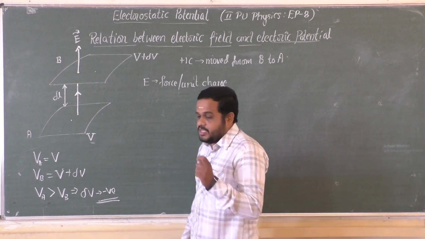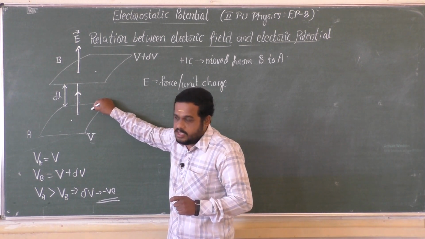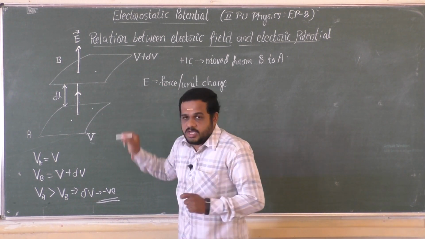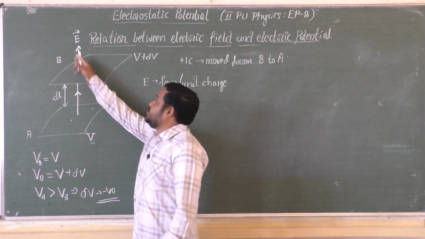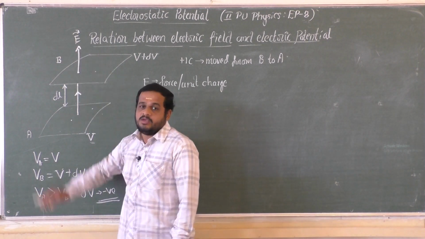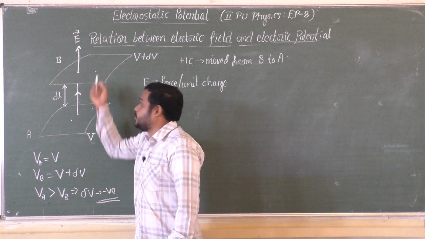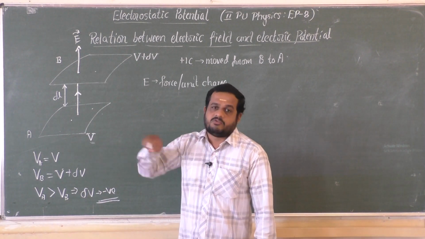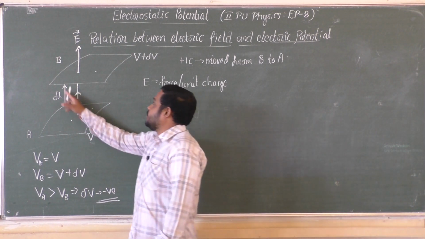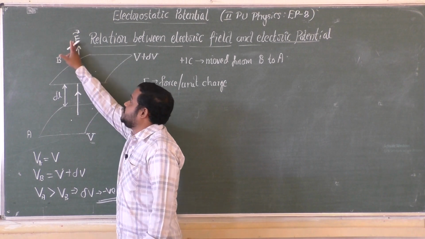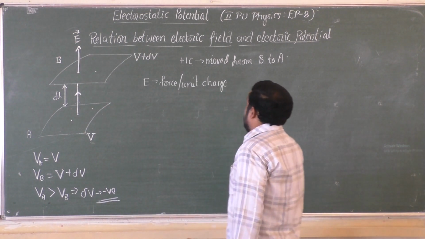So, when you are shifting a unit positive charge from B to A, we must apply an external force. Magnitude wise, that external force must be equal to the electric field, so that we can shift that unit positive charge from one equipotential surface to another with zero acceleration. So, minimum requirement, if the external force is equal to E, then we can shift the charge from here to here.